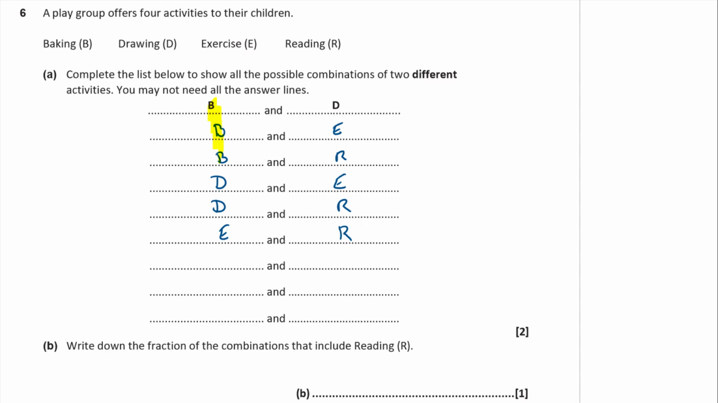Write down the fraction of the combinations that include reading. Okay, so how many of them have got a reading in them? Well, I've got a reading here, and here, and here. So that's 3 of them altogether that have got a reading. So how many combinations is that then? That is 3 out of a total of 6. So half of the combinations are going to have a reading in. I don't need to cancel it down though, I'm just going to leave it as 3 over 6.